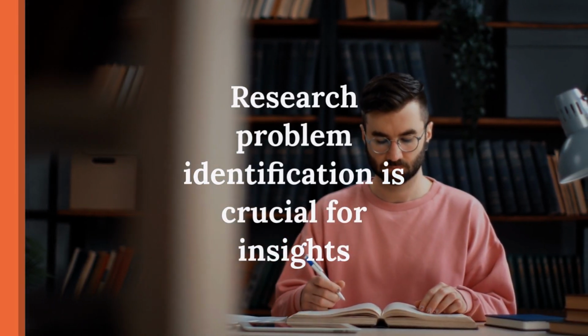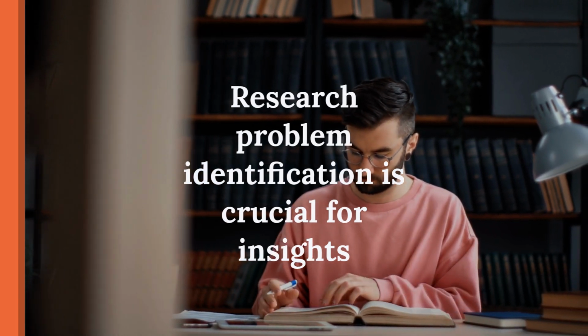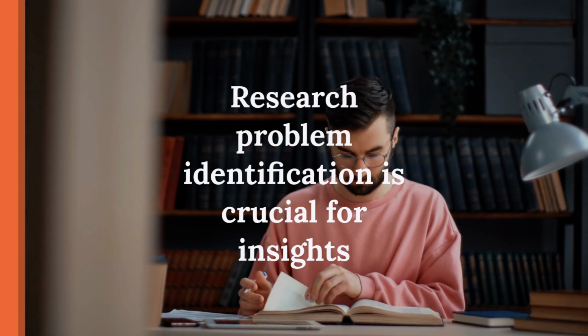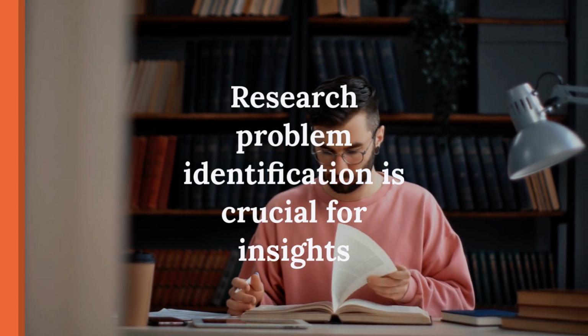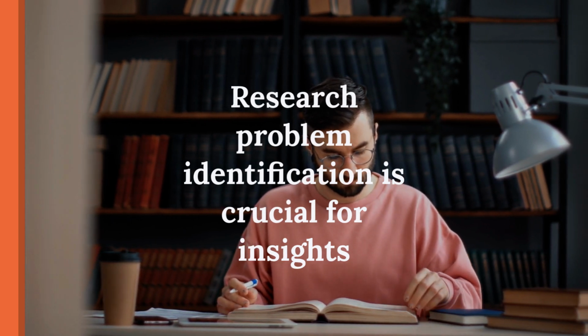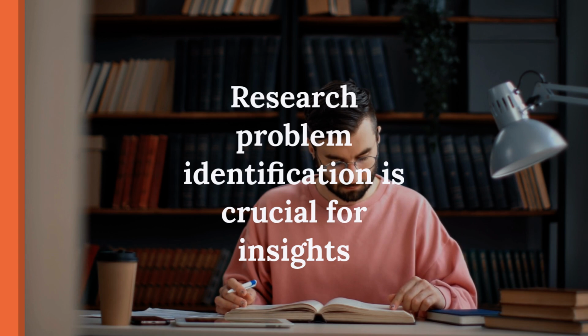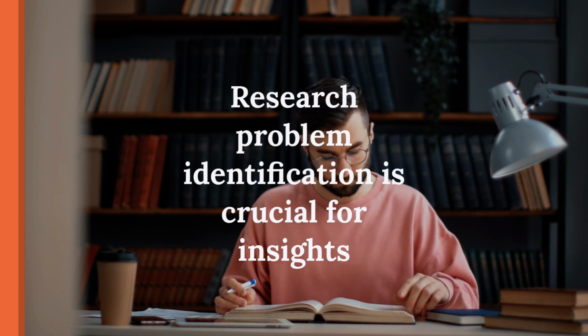Understanding the research context is crucial for identifying problems. Research problem identification involves finding specific issues to investigate. This can be done through observation or literature review. Developing insights and assessing feasibility are key steps. Possibilities for research topics are endless and exciting.